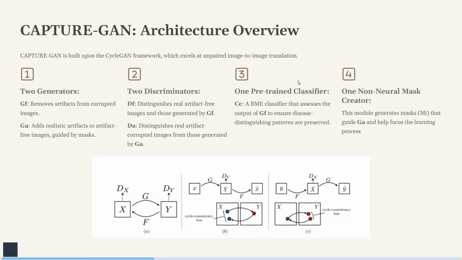Alongside these, we use a pre-trained classifier which checks that the clean image still preserves key disease properties. We also use a non-neural mask creator, which generates masks to guide GA, focusing artifact synthesis on meaningful areas.